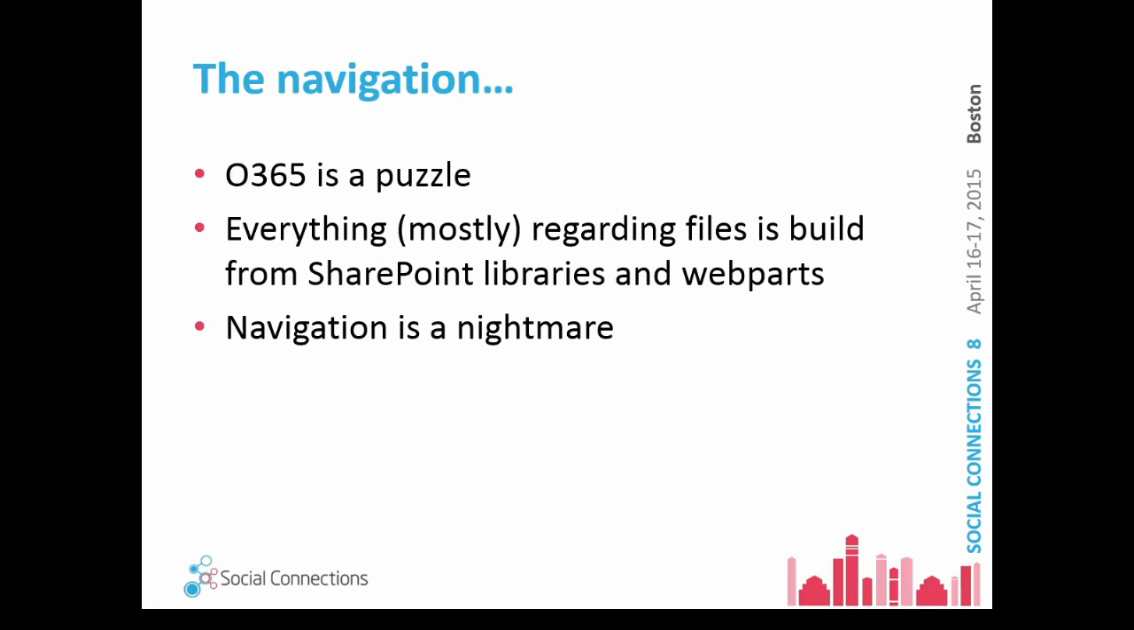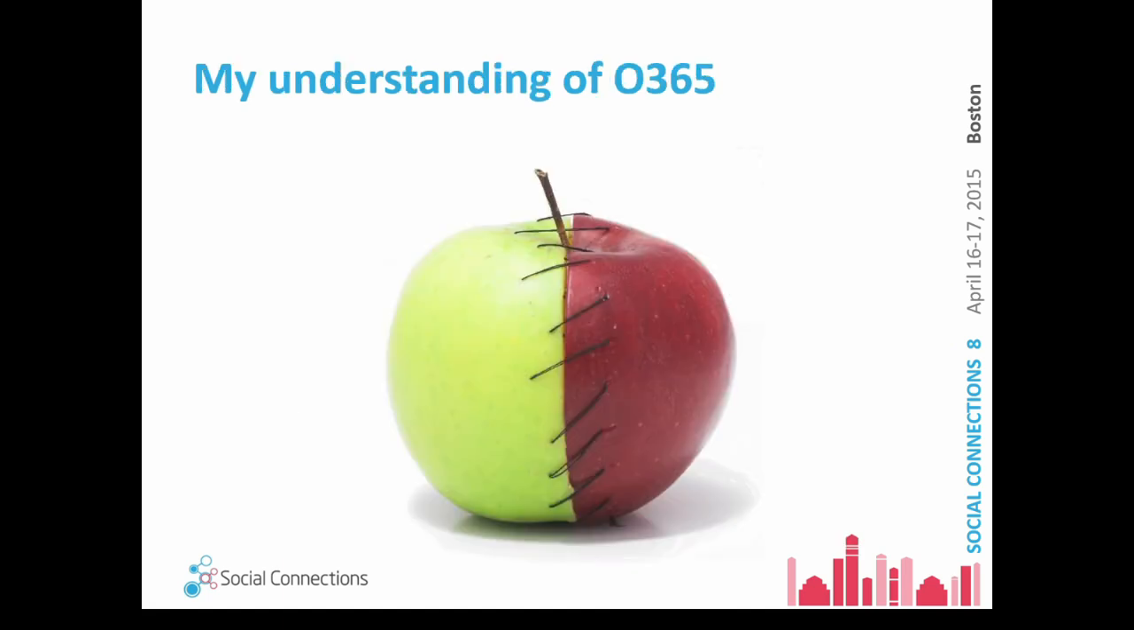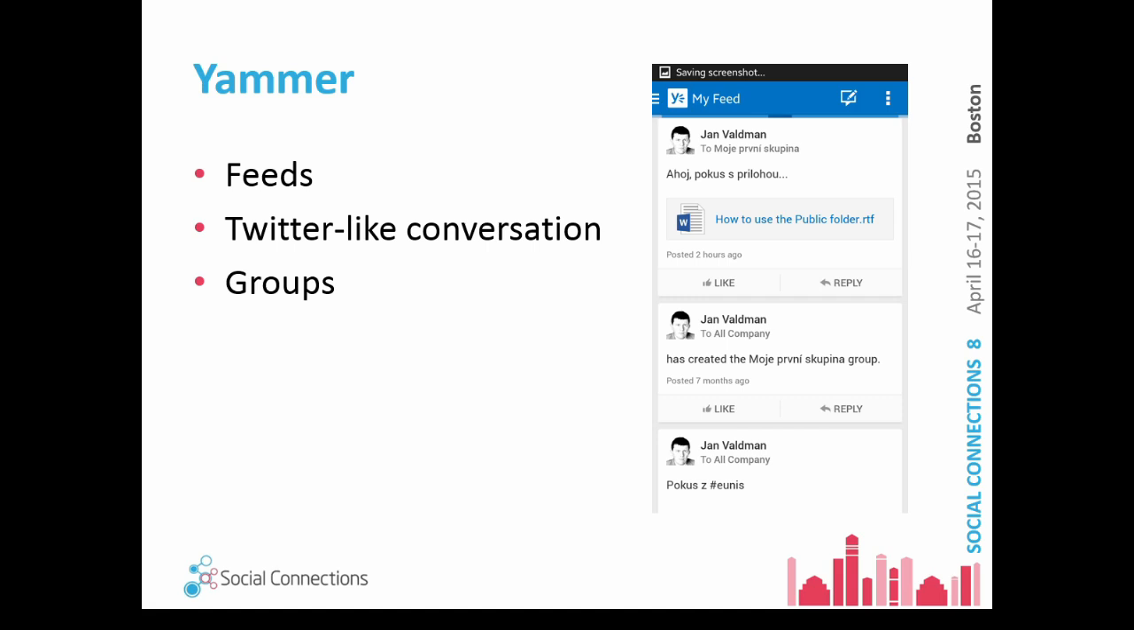Office 365 is a puzzle or a composition of many tools somehow stitched together. Everything or almost everything is built from SharePoint libraries or SharePoint parts. So for users, the navigation is not easy, as you will see in a few minutes. So my understanding of Office 365 is very similar to this stitched apple. Many tools somehow stitched together with no sound integration. So let's now look at Yammer.